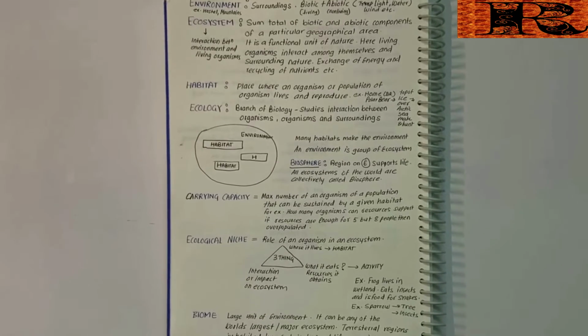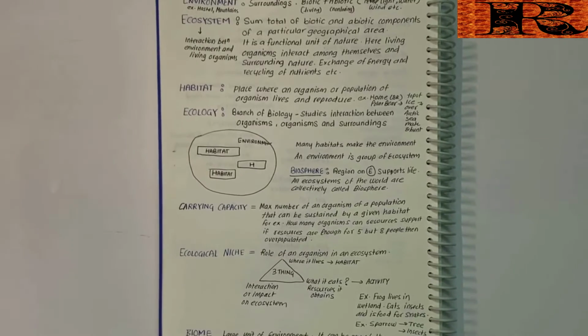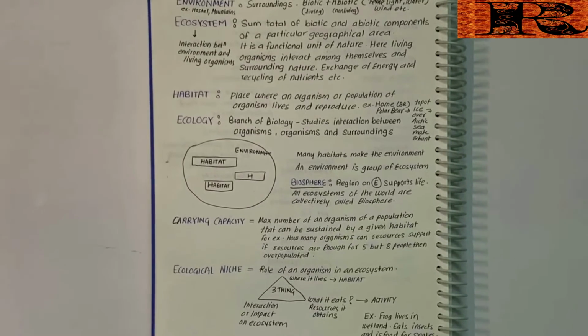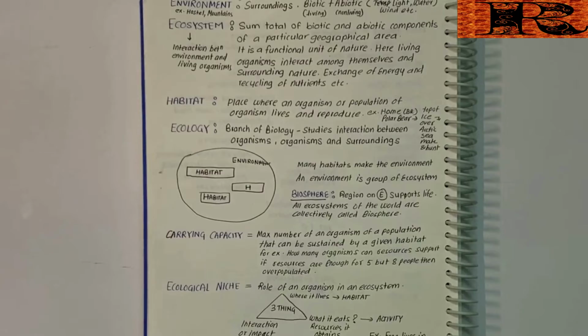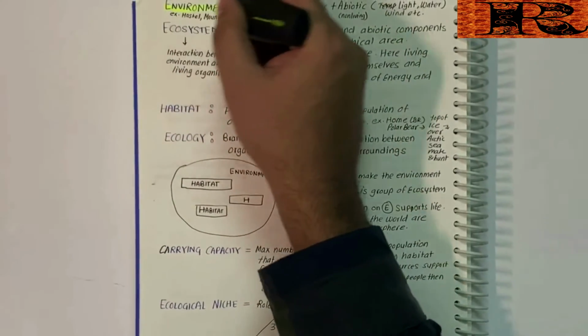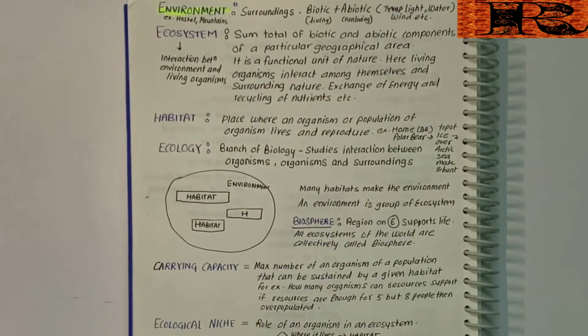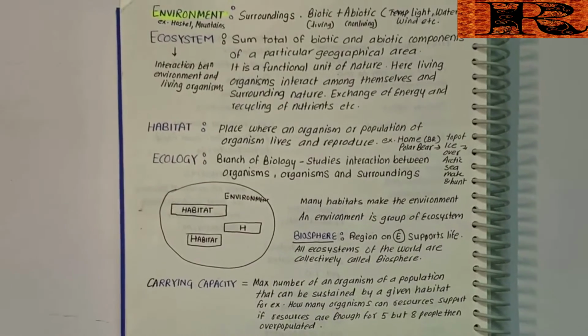Now let us discuss some of the basic terms which will help you in understanding this chapter. Environment. Environment means our surroundings. Like we can say about the environment of our room or hostel. Usually we say, my working environment is not so cooperative.